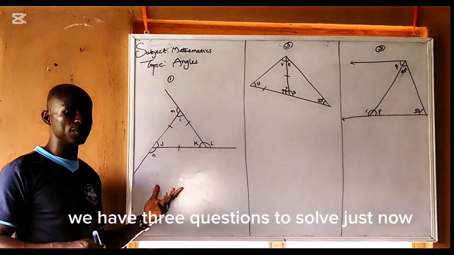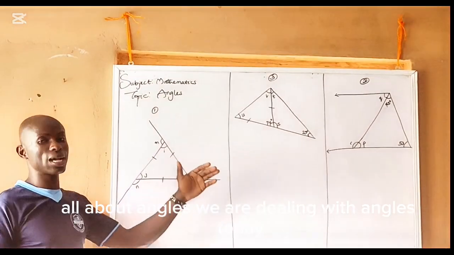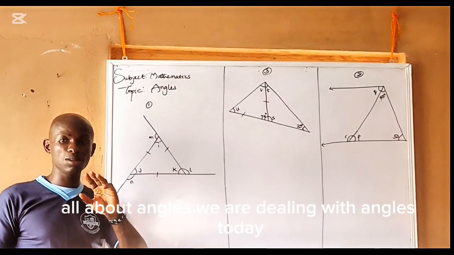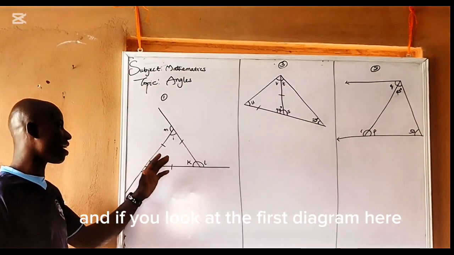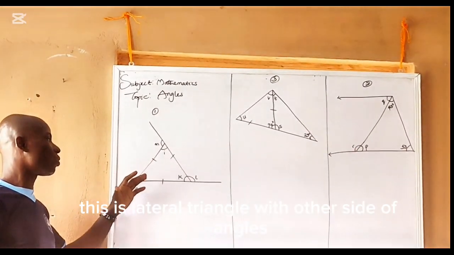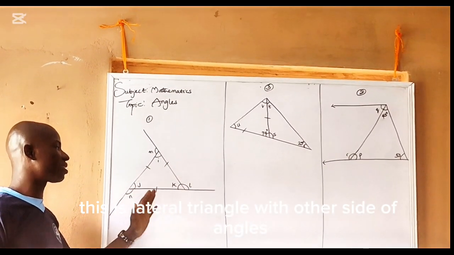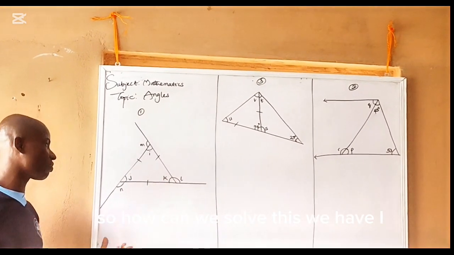Questions to solve just now. It's all about angles. We are dealing with angles today. If you look at the first diagram here, this is an equilateral triangle with other sides of angles. So how can we solve this?